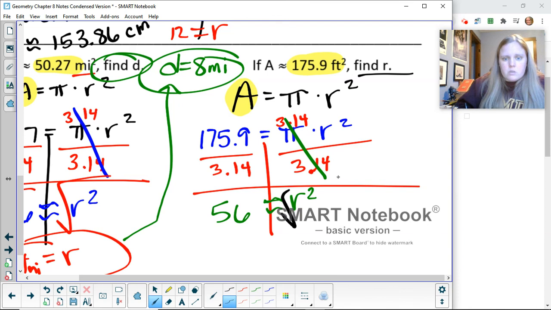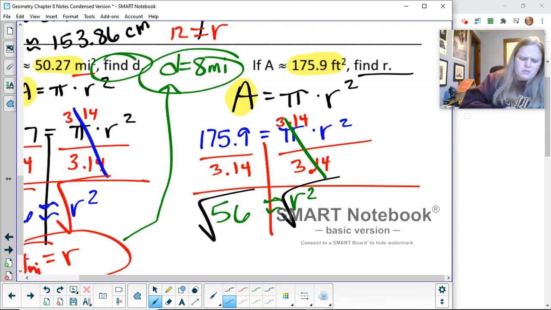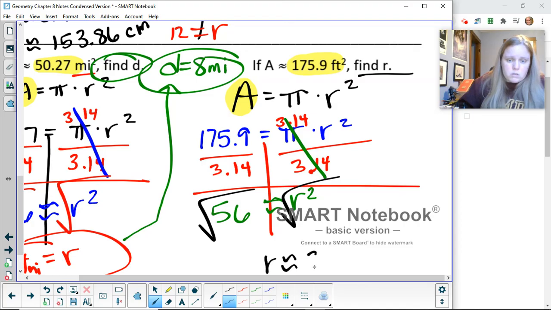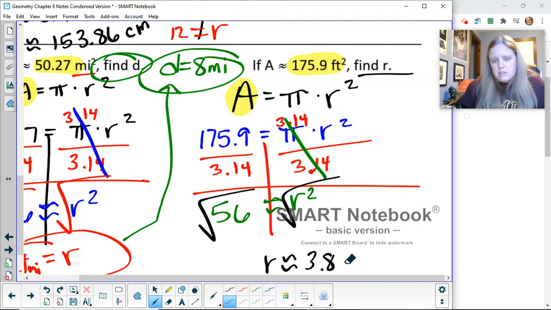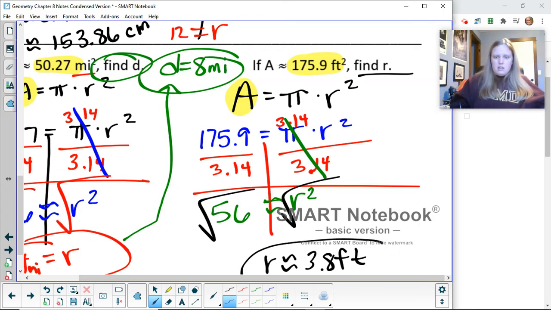So then I got to take the square root. And I'm pretty sure 56 is not a perfect square. Yeah, so it's just going to come out to a decimal answer. So you should have gotten about 3.8-ish. But if you rounded differently, no big deal, as long as you're close. And then this is a length, so that would be feet. Fantastic. All right, way to go, everybody.